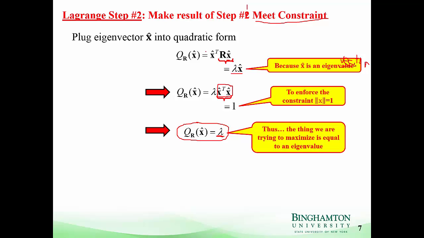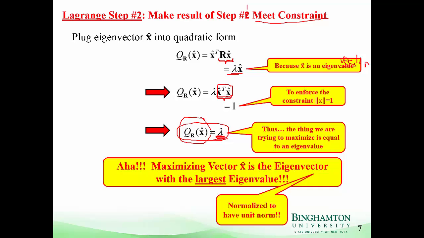So for the two-dimensional case, we've got two eigenvectors, each of which could properly solve for step number 1. If we put in one of them, we'll get its eigenvalue here. We put in the other one, we'll get its eigenvalue here. So which one should we put in? Well, we're trying to maximize this, so put in the eigenvector that has the largest eigenvalue. So, aha! The maximizing vector x hat is the eigenvector with the largest eigenvalue.